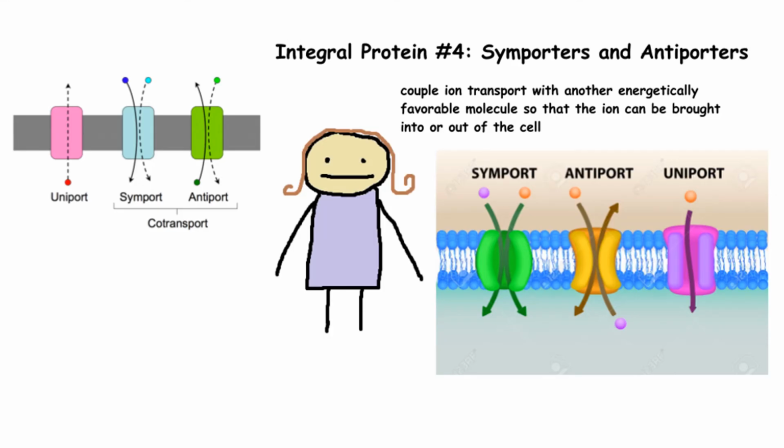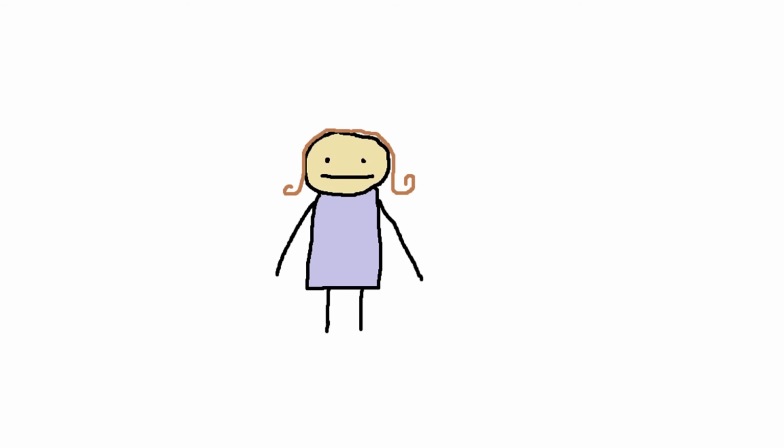Moving on to the fourth integral protein, symporters and antiporters. Symporters and antiporters couple ion transport with other energetically favorable molecules so that the ion can be brought into or out of the cell. Symporters move cargo in the same direction, both in or both out, and antiporters, as you can probably assume, move cargo in the opposite direction. So those are all your integral proteins that we have required you to memorize.